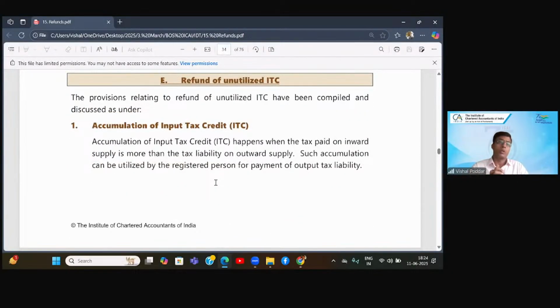Now comes the third aspect. If you remember, when we started this topic in the previous class, I said there are three aspects to be understood in refund. One, where refund is maintainable. Two, the procedural part. And third, the calculation part. So now we are coming to the third part, which is the calculation part, which again you have to focus on because this can also be a part of your exam questions.